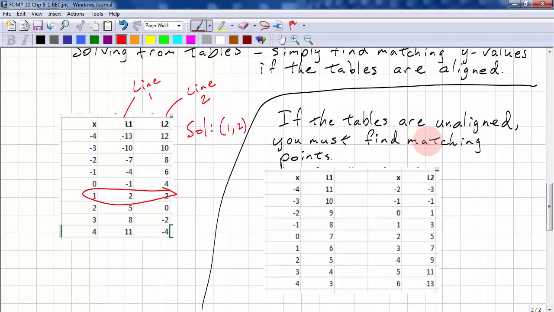If the tables are unaligned, meaning we have a set of x and y and an x and y here, you must find the matching point. So if we go down, the -2, they don't match. We skip down a few more, 2 and 5, 2 and 5. Here we go. So these are the same point. So they join there. So our solution is 2, 5.